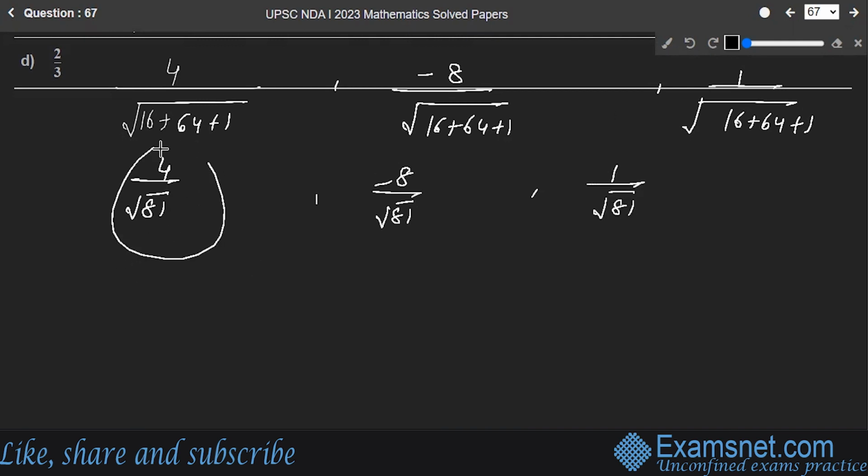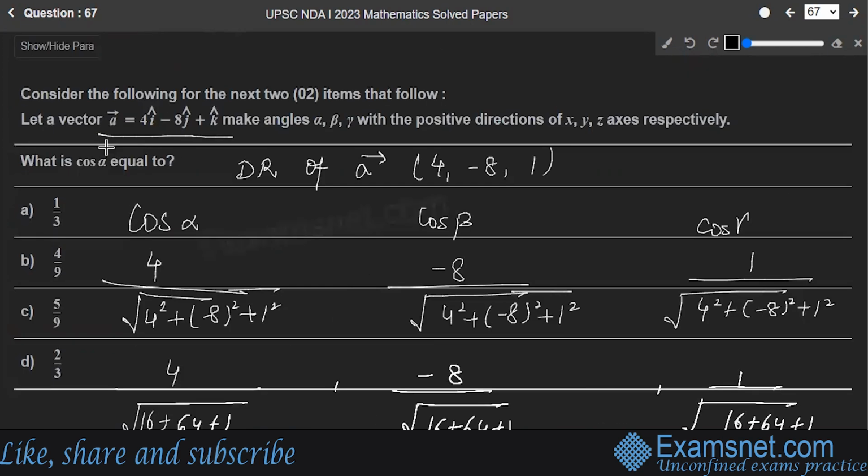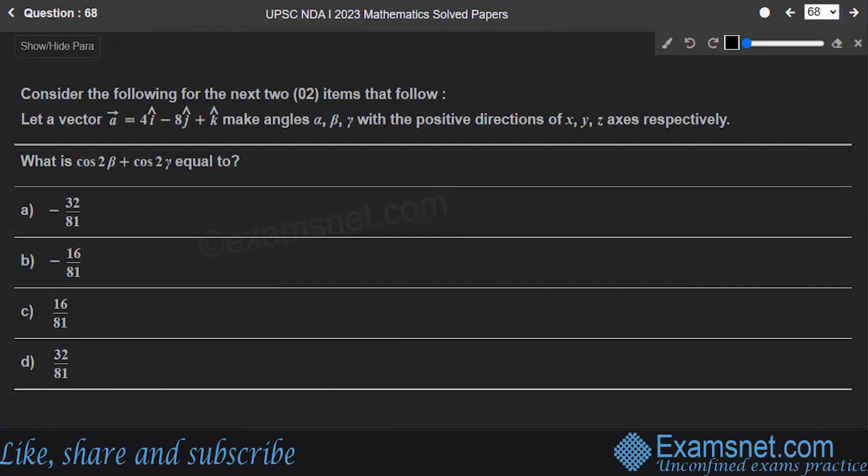The square root of 81 is 9. So 4 by 9 is the cos alpha we were looking for. So option B is the correct answer. Hope you got this. Next is question number 68.